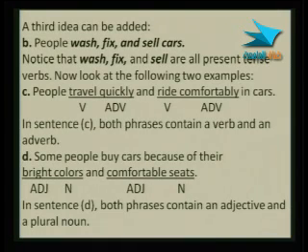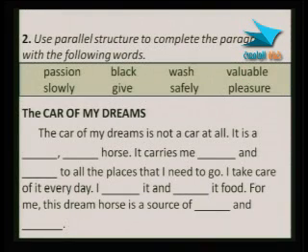Now look at the following two examples. We have the examples here. People travel quickly and ride comfortably in cars. In sentence C, both phrases contain a verb and an adverb. Some people buy cars because of their bright colors and comfortable seats. In sentence D, both phrases contain an adjective and a plural noun. So this is a very clear and very basic rule that we have here. So we now go to page 189.